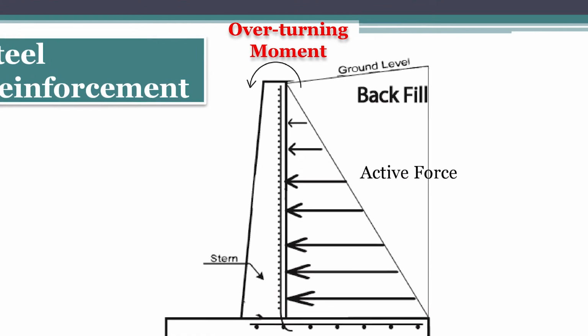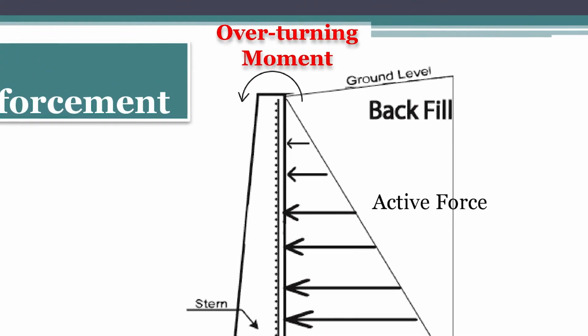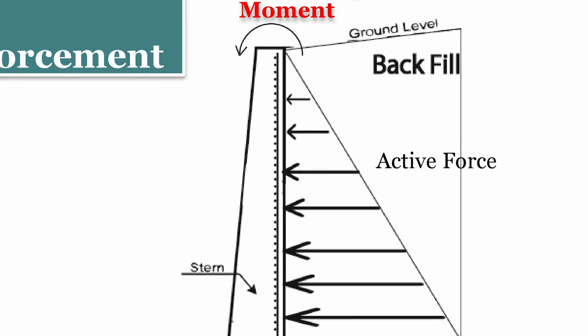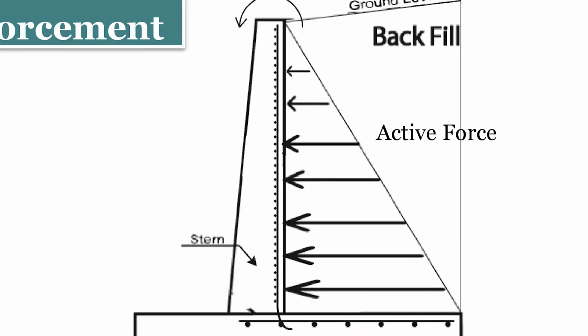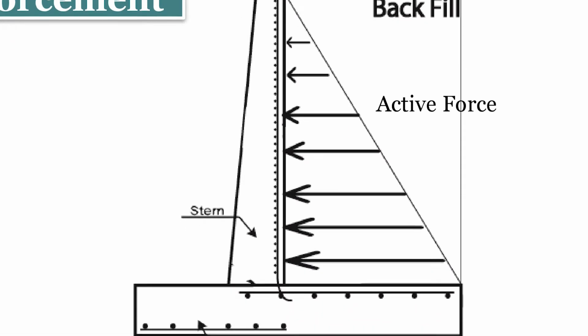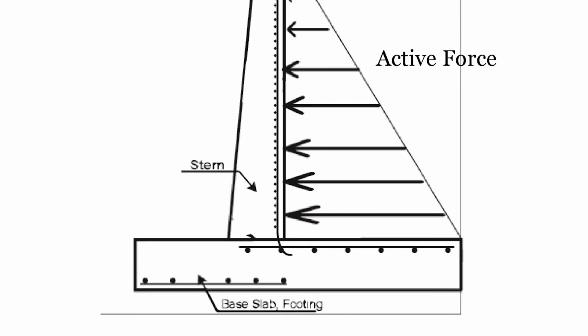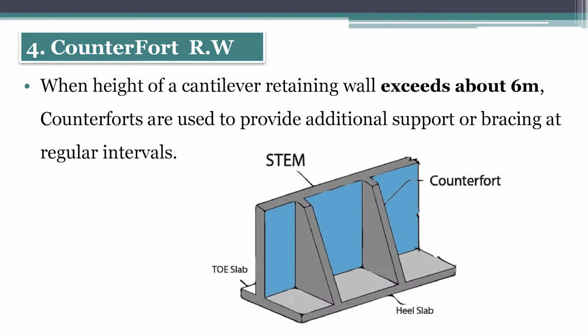Here is the steel reinforcement of the cantilever retaining walls. In the stem, we will provide main reinforcement near the backfill side of the retaining wall, while in the heel we will provide reinforcement on the top, and in the toe we will provide reinforcement at the bottom due to their bending moments. Fourth type is counterfort retaining walls.